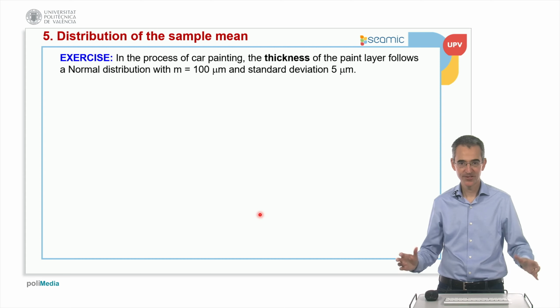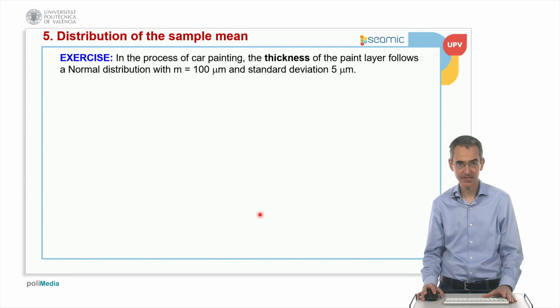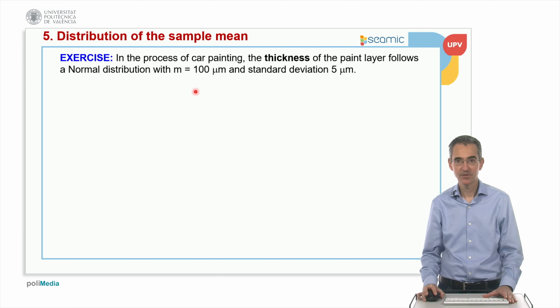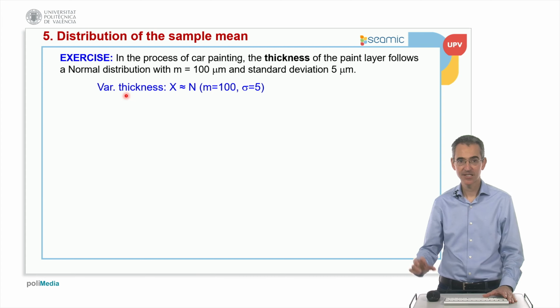So now we're going to apply these formulas in an exercise. Imagine that we have a process of car painting, and then we measure the thickness of the paint layer, and let's assume that it follows a normal distribution with an average of 100 microns and with a standard deviation of 5 microns. Thickness is our quality parameter that we measure. We assume normality, m equal 100, sigma equal 5.